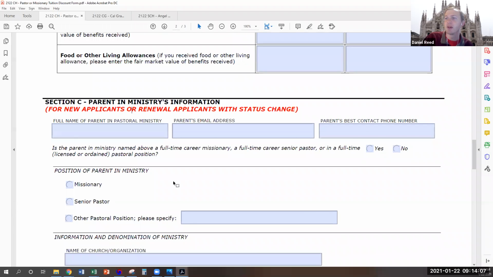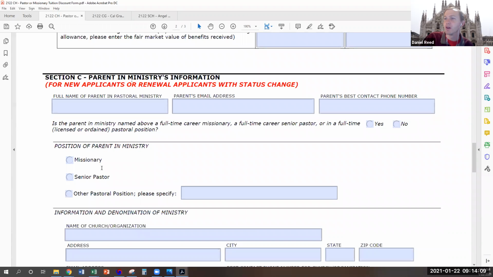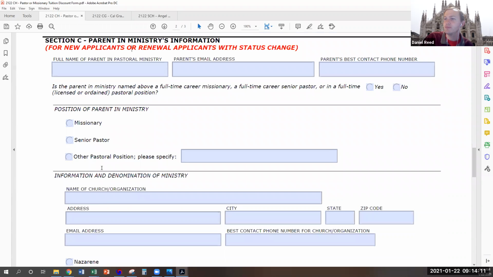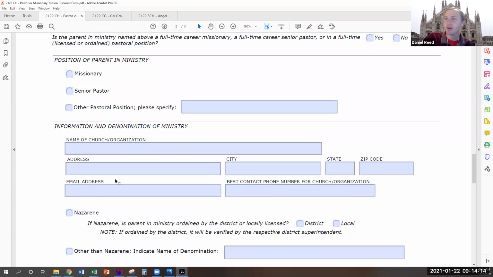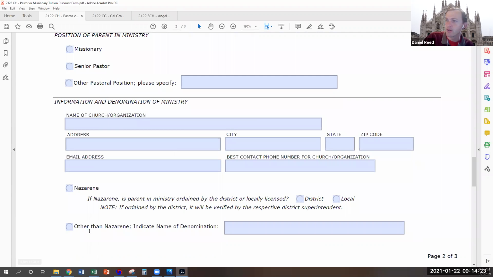So this is the same types of questions that were on here before. We did reorder the information on denomination of ministry. We reordered this address section to be above where it says Nazarene or other than Nazarene. It kind of implied before that you only had to fill out the address if you checked other than Nazarene. So moving it above those options, I think it will help with that confusion.